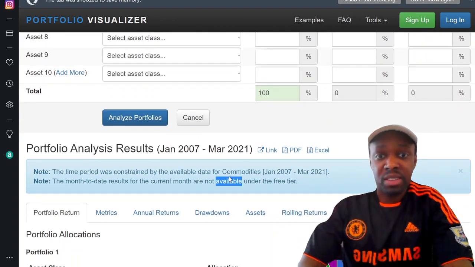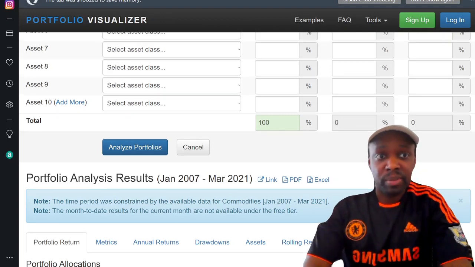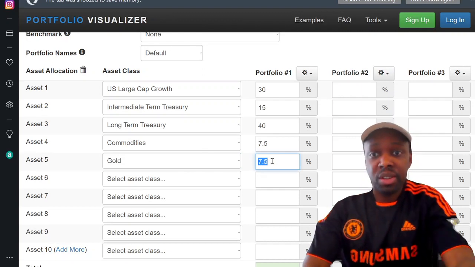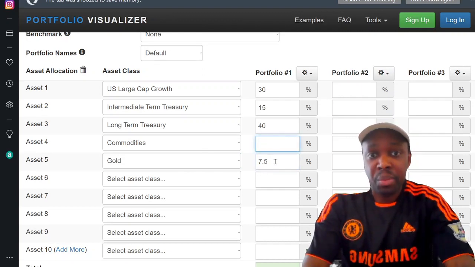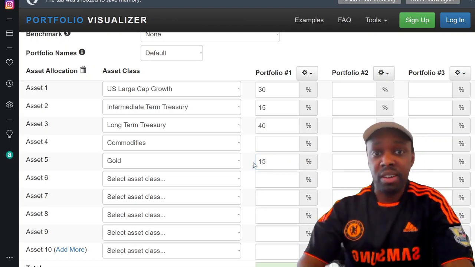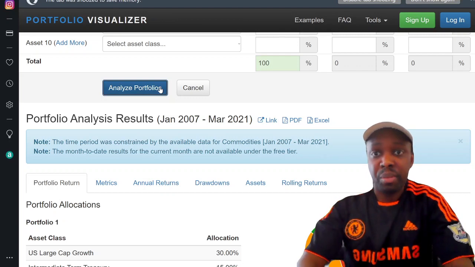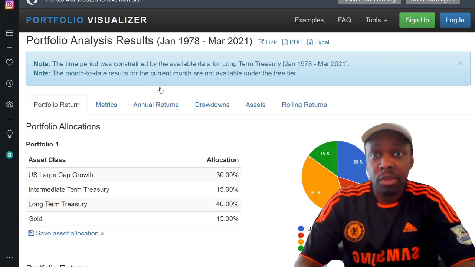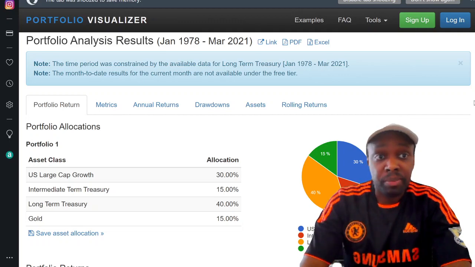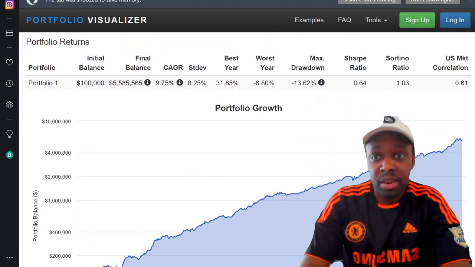Now, if I wanted to backtest this even further, the reason why I can't backtest this past 2007 is because there was no commodities index. So what I did for fun is I removed commodities and I put that all in gold as the commodity, right? And I think it'll put the backtest even further. So now I can go back to 1978, right? So 1978, and let's see what happened there.